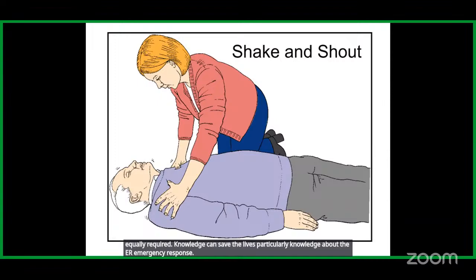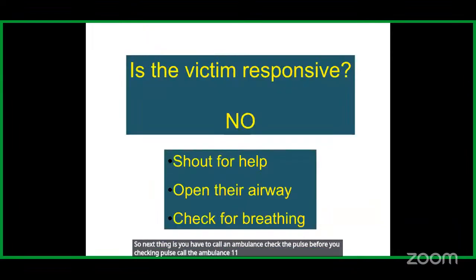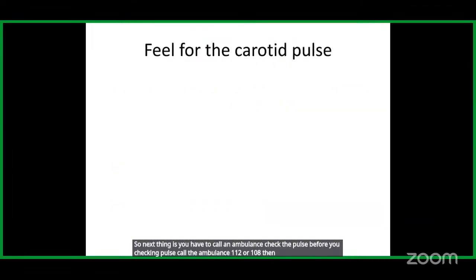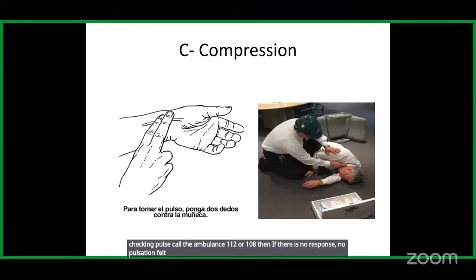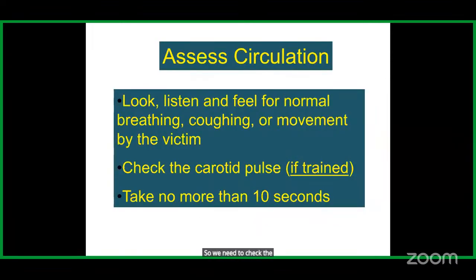So first thing is shake and shout. If someone is unconscious after drowning, you have rescued him, he is not breathing. So next thing is you have to call an ambulance. Before you check the pulse, call the ambulance, 112 or 108. Then if there is no response, no pulsation felt, remember how to check the pulsation, hand as well as the neck portion. So we need to check the pulse, assess the circulation.